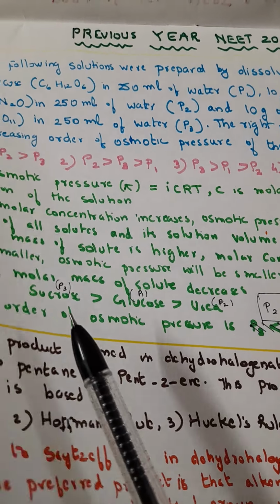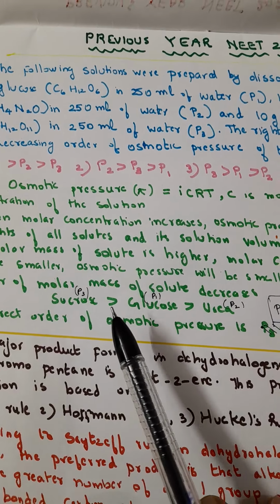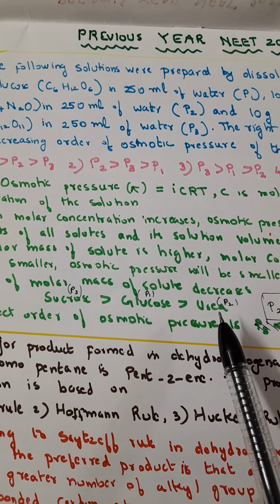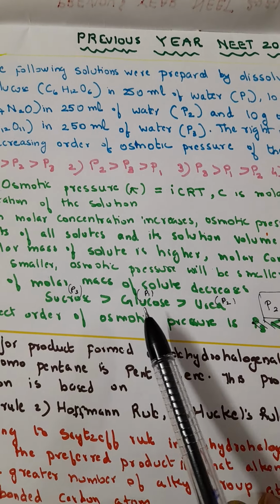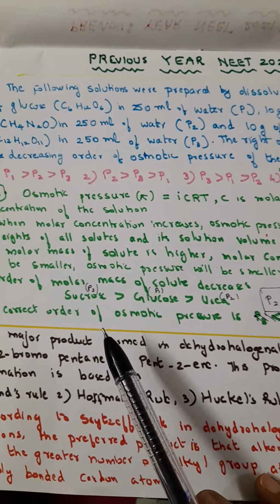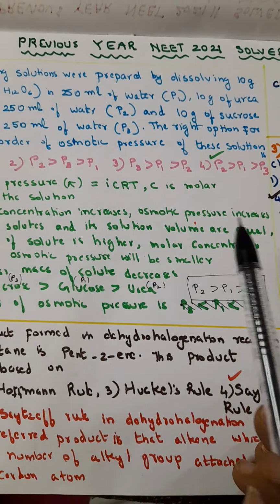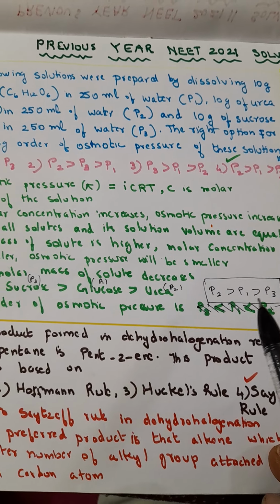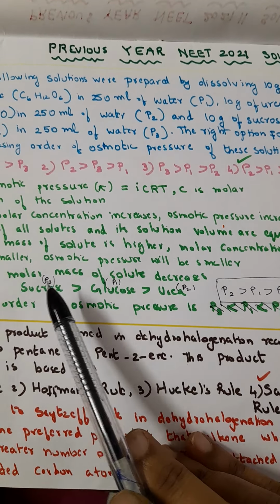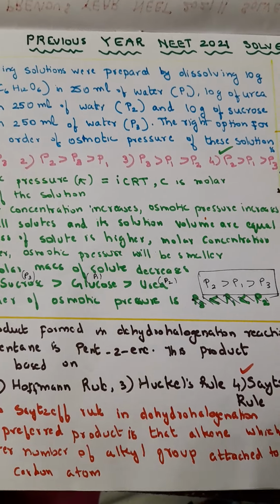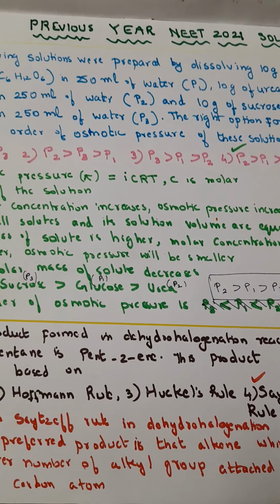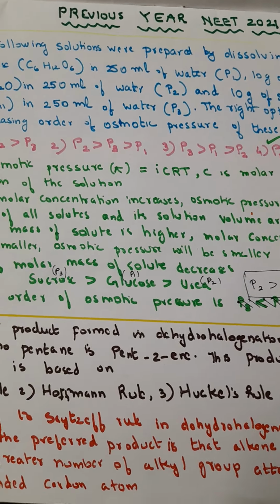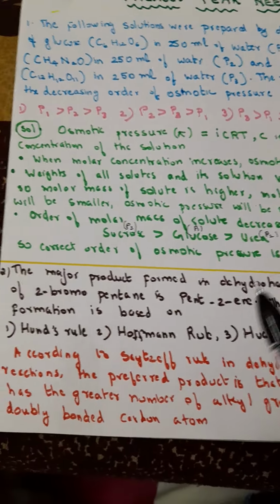So the order will be sucrose P3 greater than P1 greater than P2, that is sucrose, glucose, urea. So the correct order of osmotic pressure will be option 4, which is P2 greater than P1 greater than P3. See, this is written in the reverse order as per the options given in the question. Hope you understood and this is clear for you. Now we will move on to the next question.